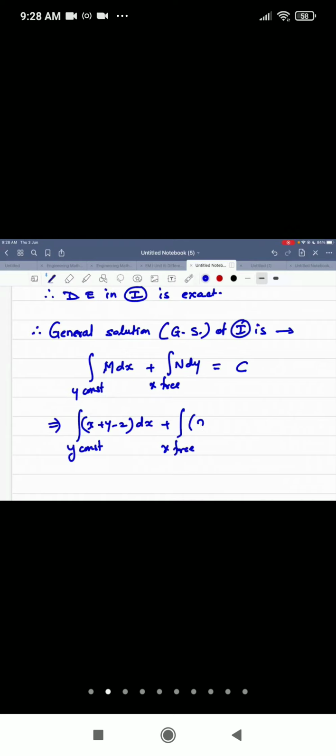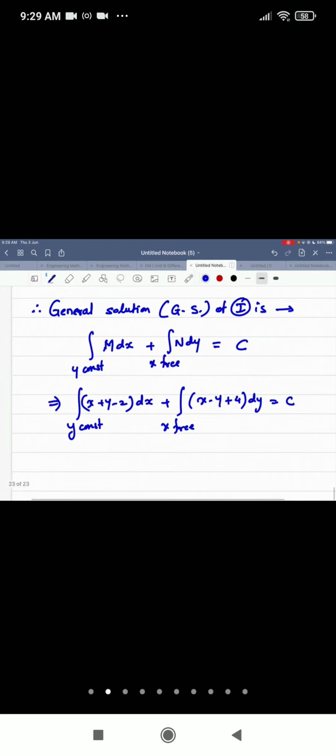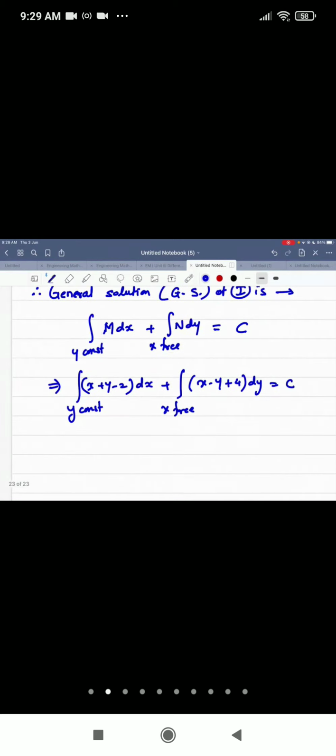In the first example, I'm writing in detail. In the next example, I'll directly ask you which term is free from x. Only tell me that term. Okay. So now this implies x plus y minus 2 dx. Let me write it like this. This also I'm going to write in detail for the first example.